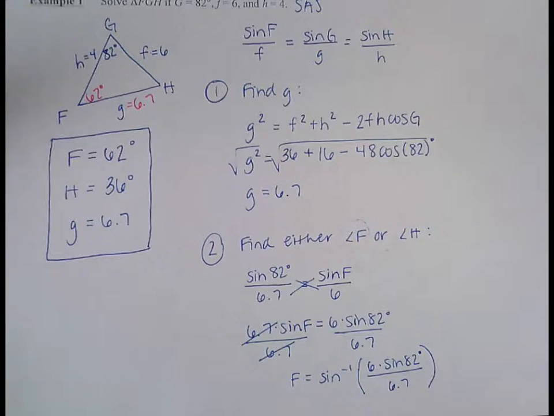Any questions on example 1? So if you're given the side angle side case, you have to find the missing side first using law of cosines.